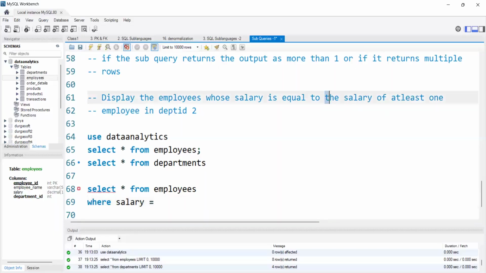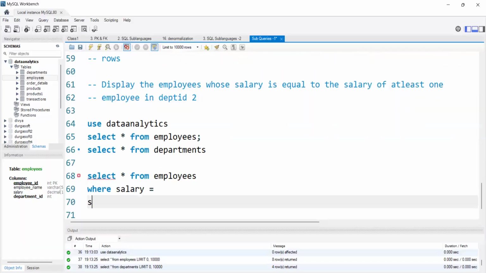Now what is my second question? The salary of at least one employee in department ID 2. At least will be used to compare only. Let's forget about at least. Now our remaining question is one employee in department. Basically, we are talking about the salaries of employees in department number 2. That is our second query, correct? So now inside the second query, what do I need to write? I need to display the salary of employees who are working in department number 2. So how will we write that syntax?